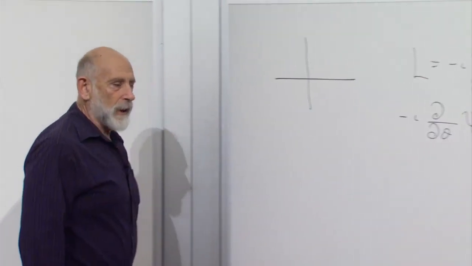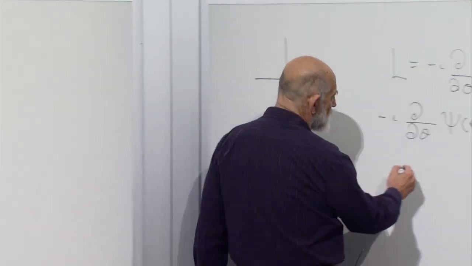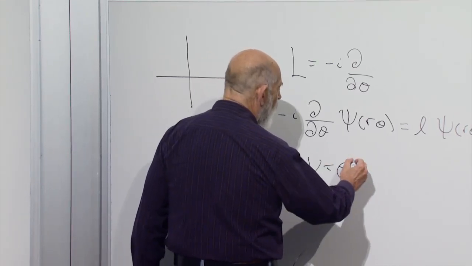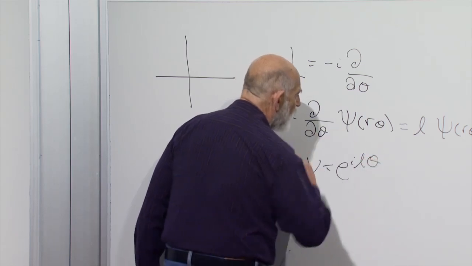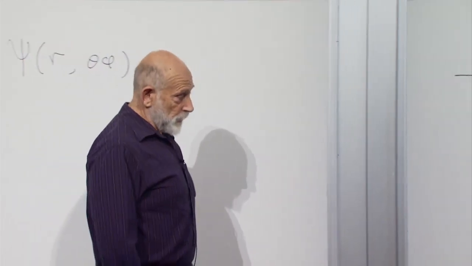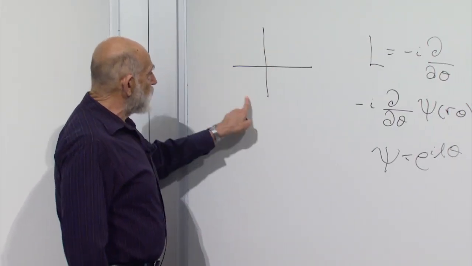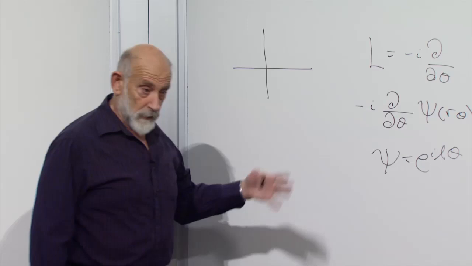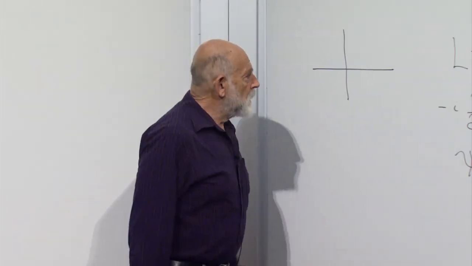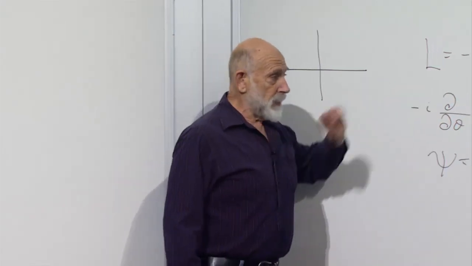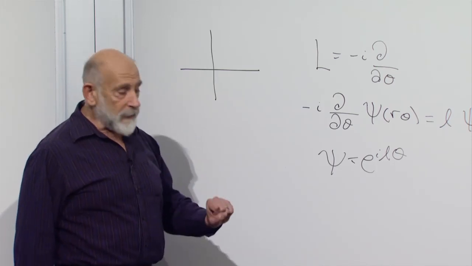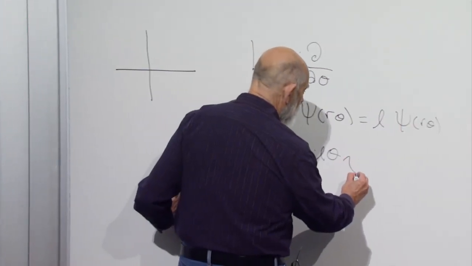We know what the solution of equations like this is. The solution is psi equals e to the i L theta, where L has to be an integer in order that the wave function comes back to itself when you go around the closed curve. Well, what about the r dependence? This doesn't tell you what the r dependence is. So the answer is you have an angular momentum eigenfunction no matter what.